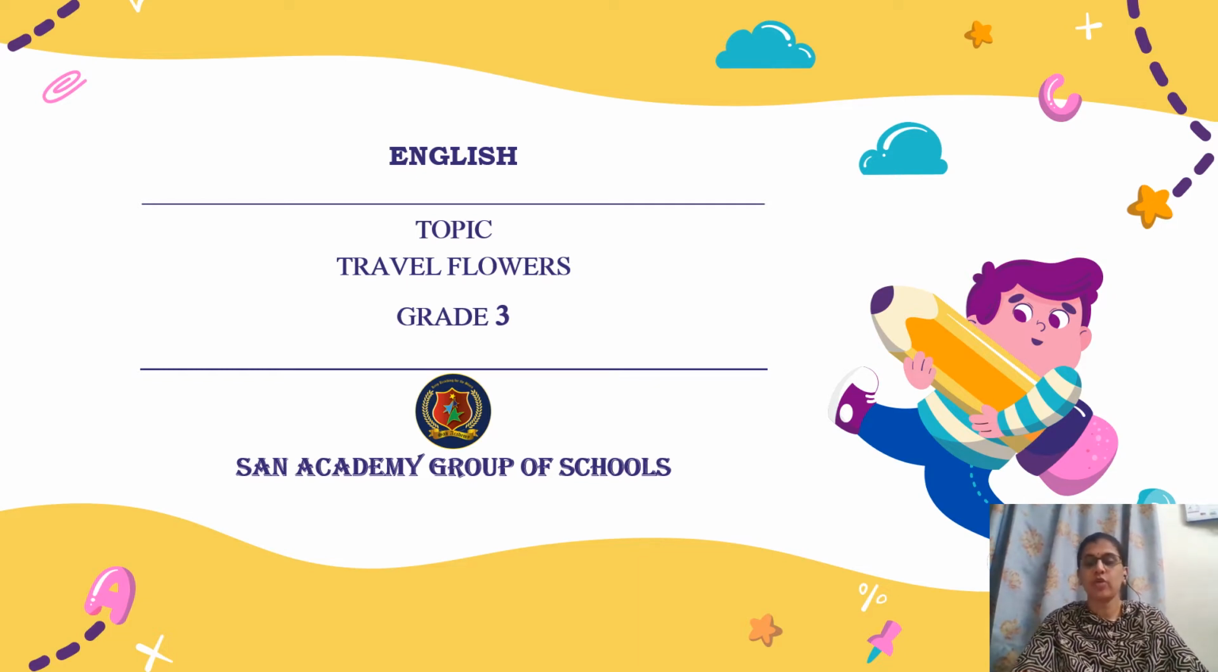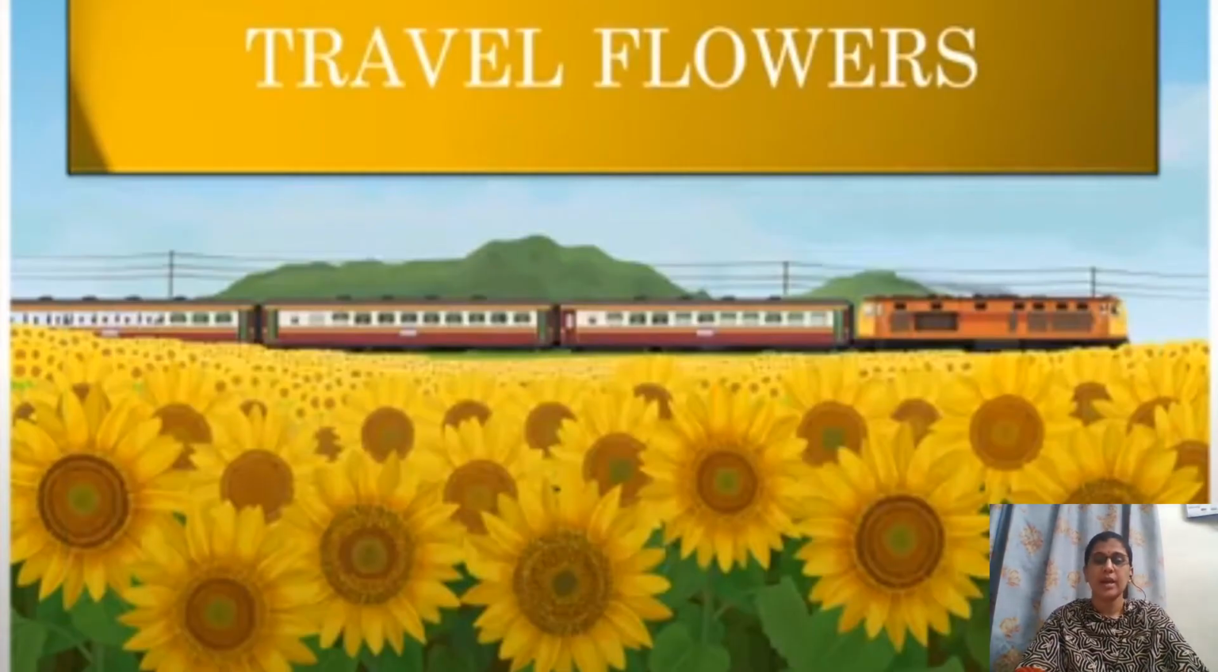In today's video, we are going to see a poem from your English textbook from grade 3. The title of this poem is Travel Flowers. So without any delay, let us get into the poem. Yes, as the title says, Travel Flowers, we can understand that this poem is about travel and also about the flowers and the season in which they bloom.